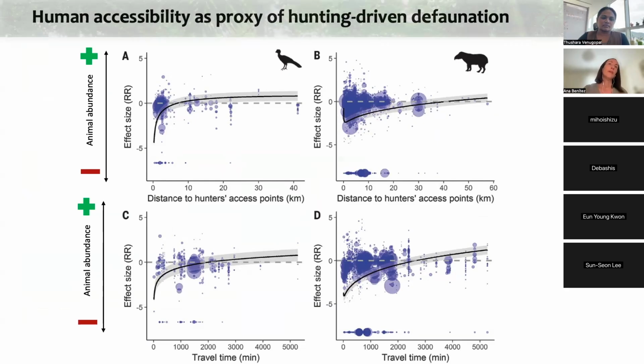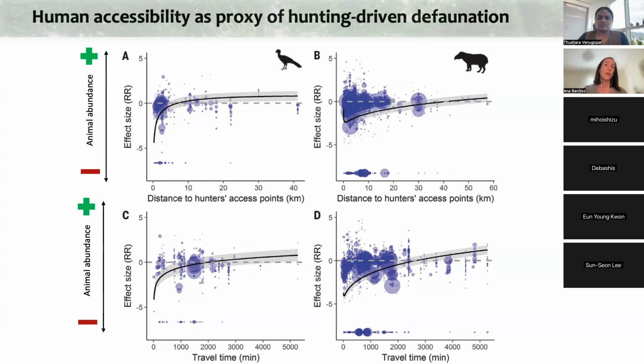And what you see here is, again, the response ratio. 0 is no change in abundance. And the size of the points, you see that they are different size. They indicate the precision of the estimates that were included in the models. So overall, what we estimate is that bird populations and mammal populations are depleted within the first 7 to 40 kilometers from hunters' access points.